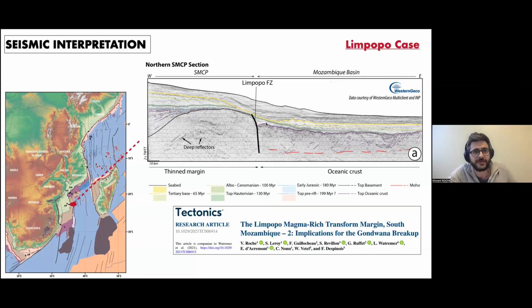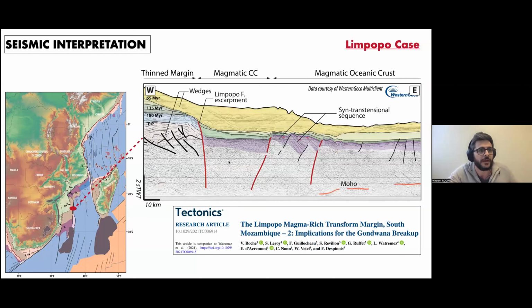When we go further east, we see here the localization of the transform faults, the Limpopo here, and we go directly toward the oceanic crust, which is quite thick here, with in red here the marks that define the oceanic moat. Now let's go further south, and here we see a difference between north and south, because the transform fault zones become more and more wider.